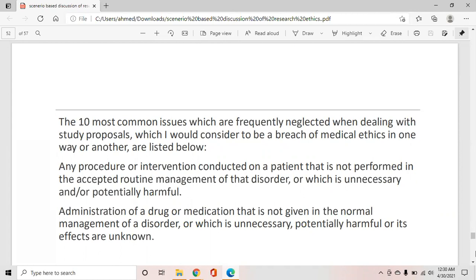These are any procedure or intervention conducted on a patient that is not performed in the accepted routine management of that disorder or which is unnecessary and or potentially harmful. Administration of a drug or medication that is not given in the normal management of a disorder or which is unnecessary, potentially harmful, or whose effects are unknown.